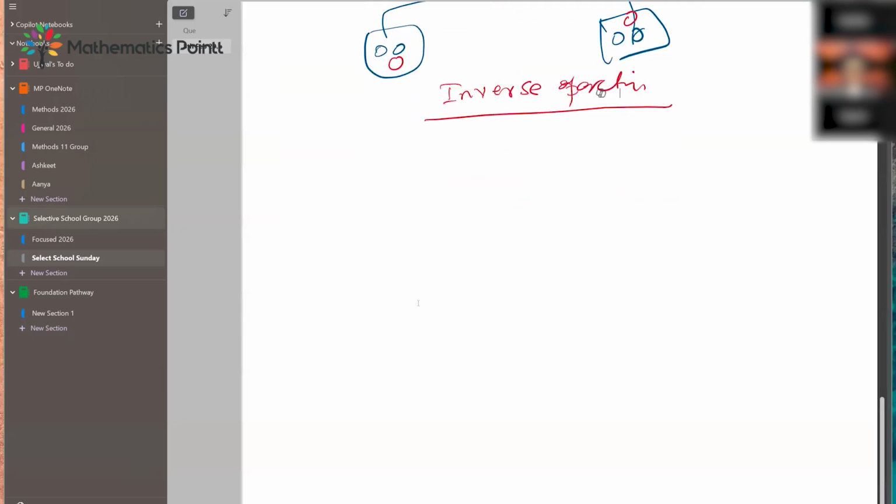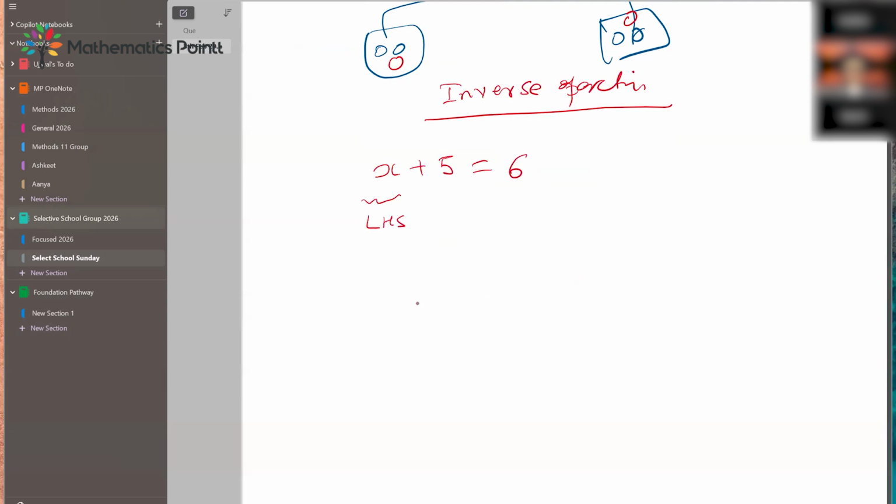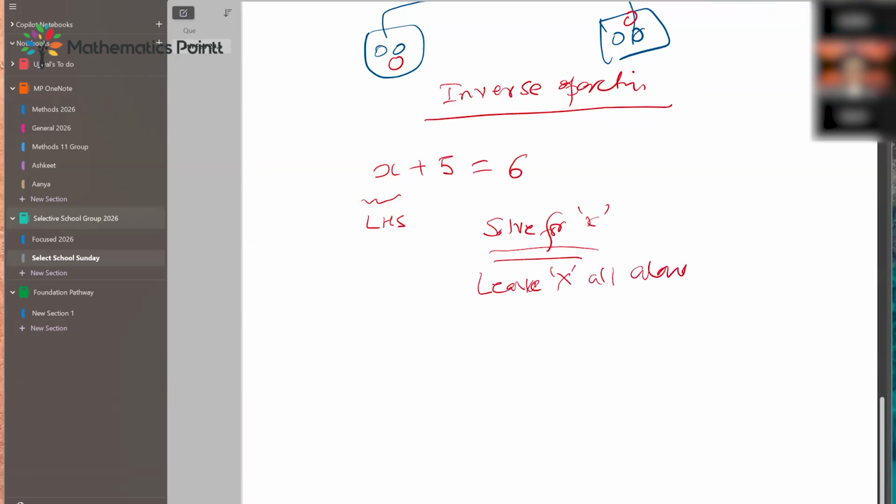Okay, now x plus 5 equals 6. I know you know this answer, but for someone who's new to it, I'm just giving you a perspective. My dear x is sitting on the left hand side. I need to solve for x. What it means is that I need to leave x all alone and get rid of any other numbers that it is surrounded with.